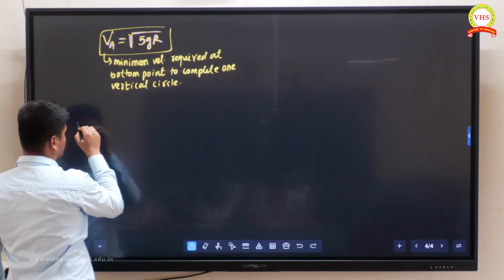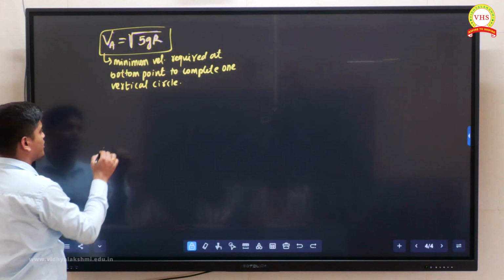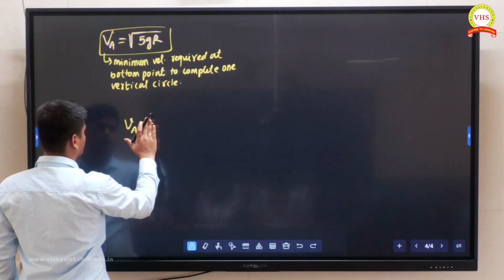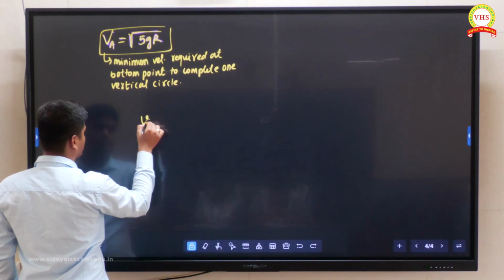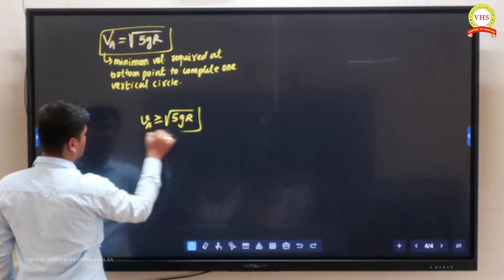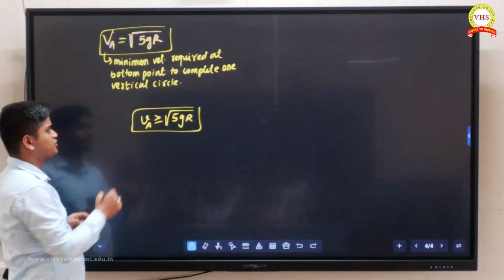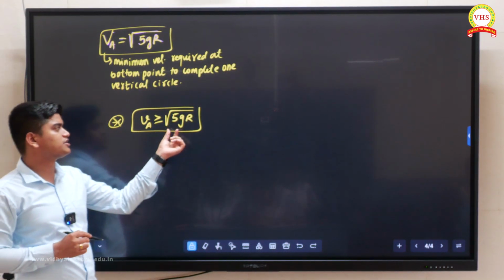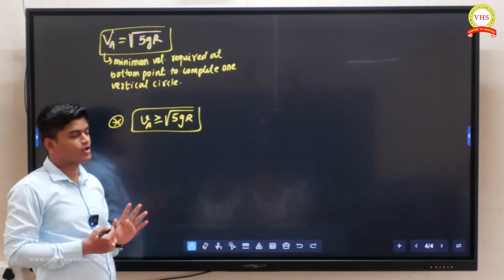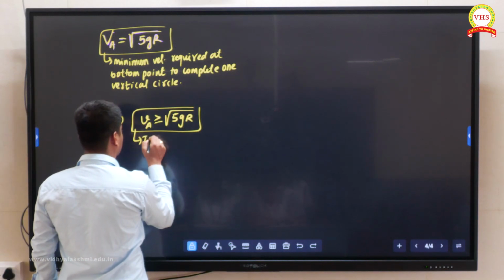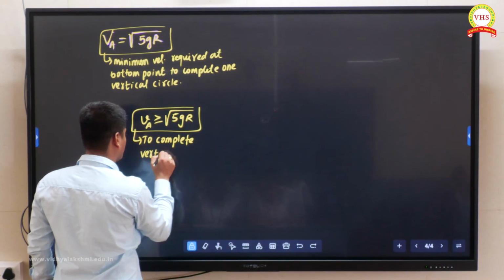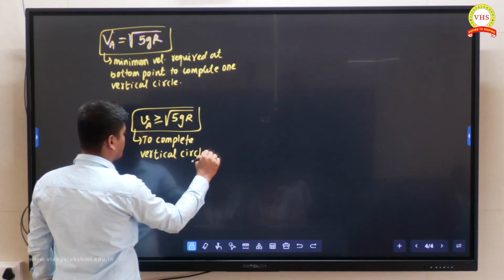That means for circular motion to complete a vertical circle, what condition is coming at A? The velocity at A should be greater than or equal to root under 5gr. So to complete a vertical circle, this much condition should hold at A. Equal means the minimum condition; if you give more than that also, it will go. But if you give less than that, it will not go. So this is the condition to complete a vertical circle.